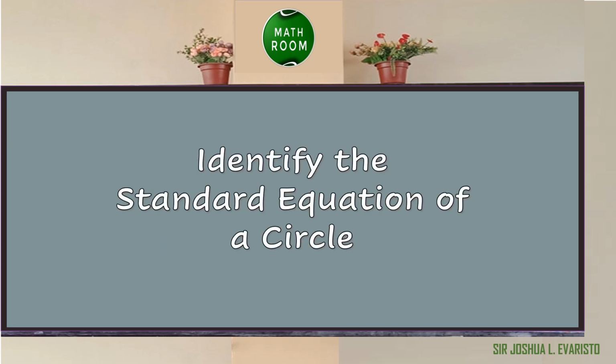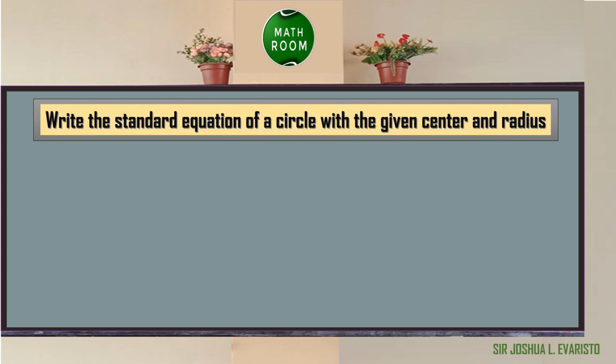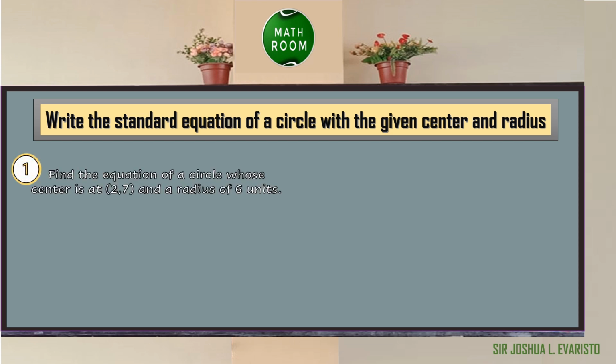Let us now discover how to identify the standard equation of a circle. Write the standard equation of a circle with the given center and radius. Number 1. Find the equation of a circle whose center is at 2, 7 and the radius of 6 units. Since the center is 2, 7, we can already identify our h, which is 2, and the k, which is 7. Also, the radius is 6 units.